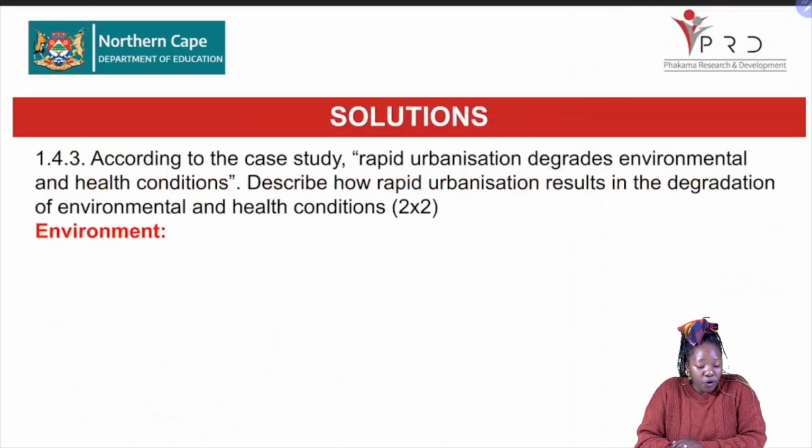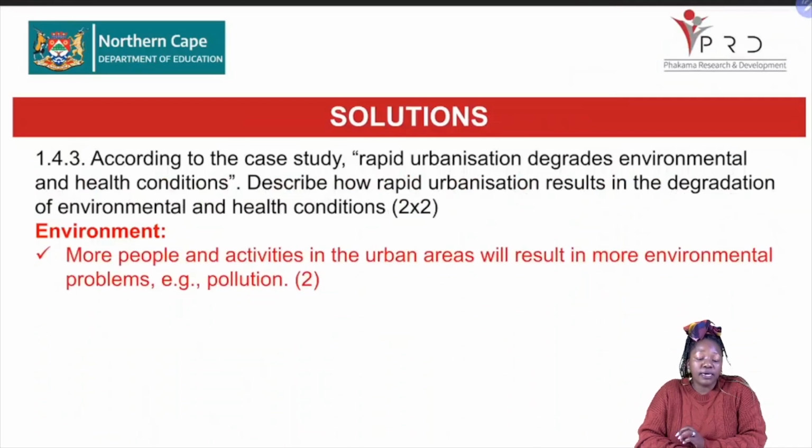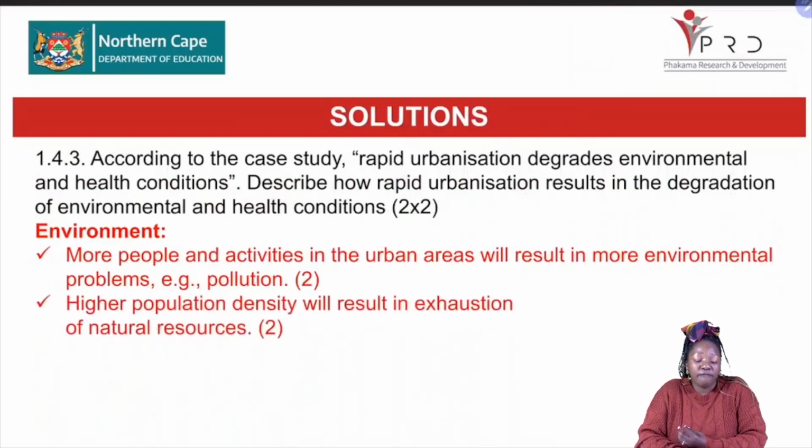Then your 1.4.3, you were supposed to answer 2 things, the environment as well as the health conditions. So we're going to start with the environment. Because of the urbanization, there will be so many people doing different activities. Therefore, the level of pollution will be high. Remember, pollution affects the environment.